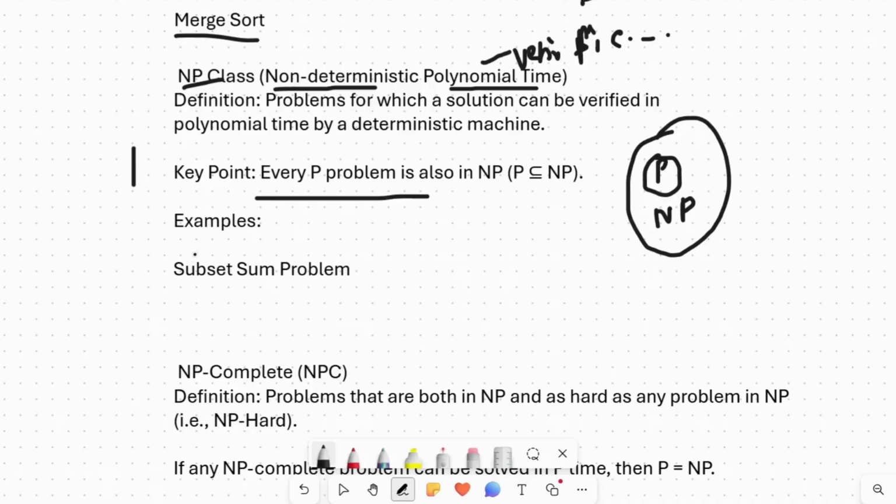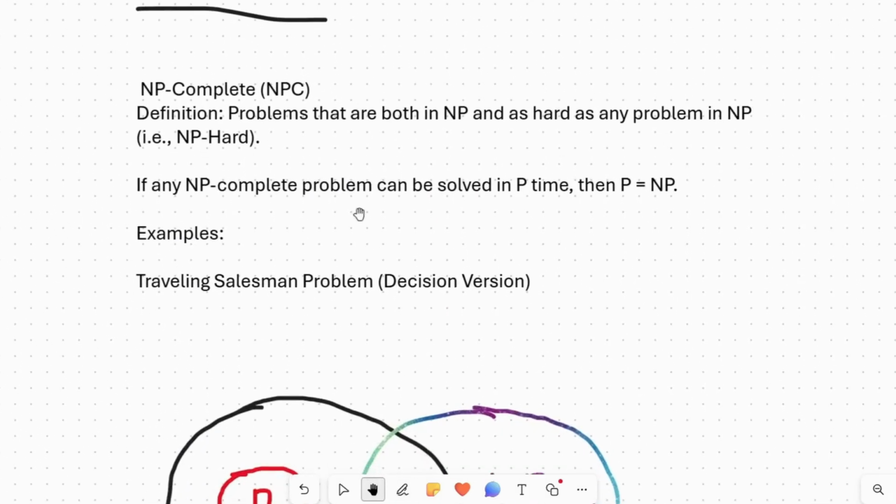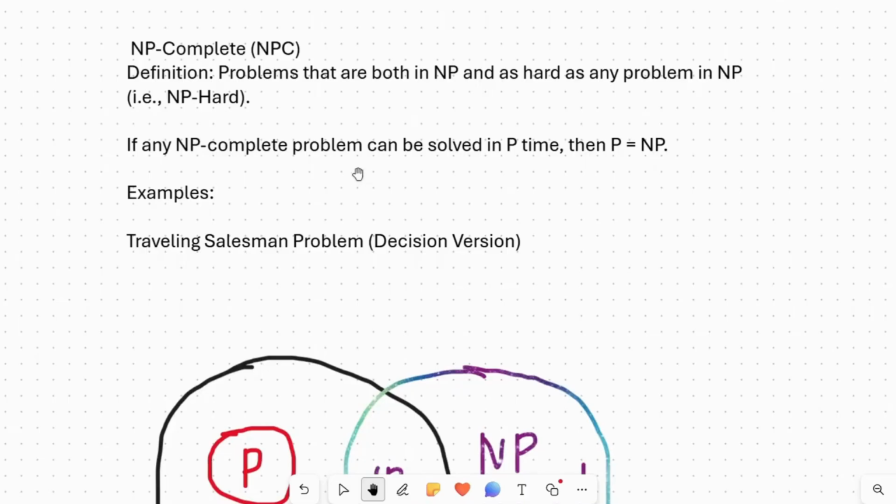For example, the subset sum problem, which we already talked about in lecture 2. Now let's go to NP complete. Definition: problems that are both in NP and as hard as any problem in NP. If any NP complete problem can be solved in polynomial time, then P equals NP.